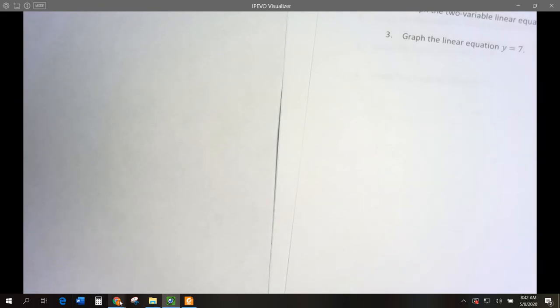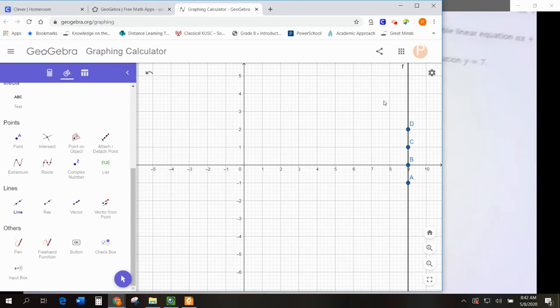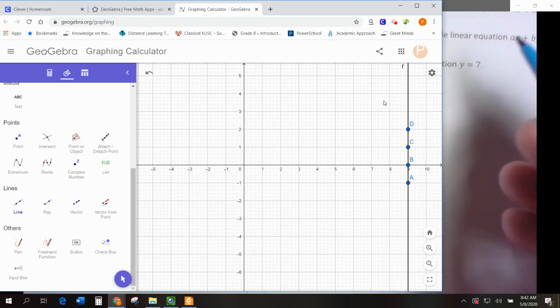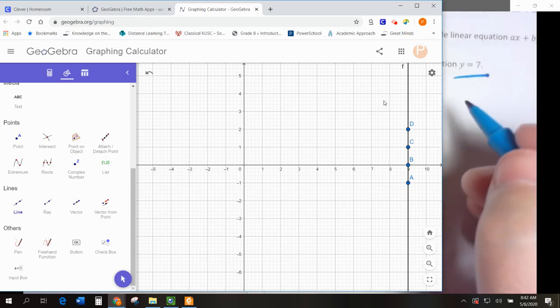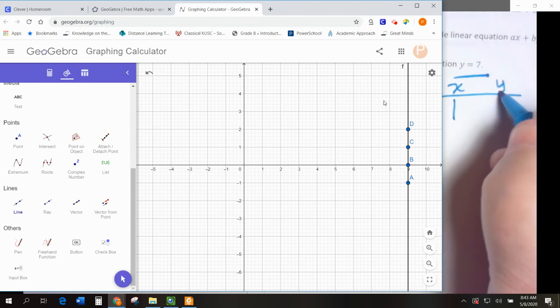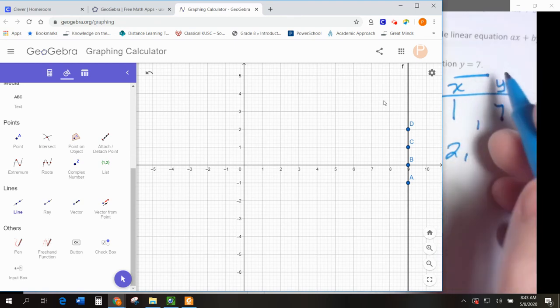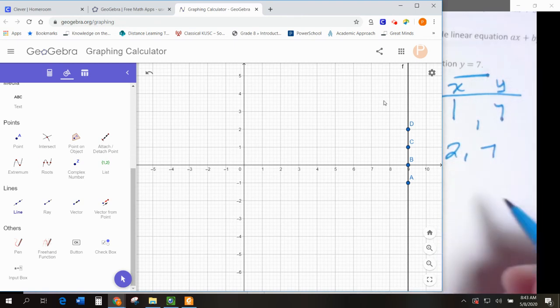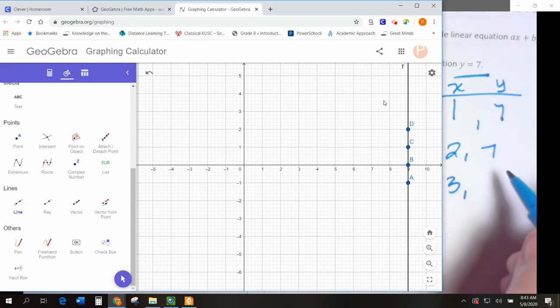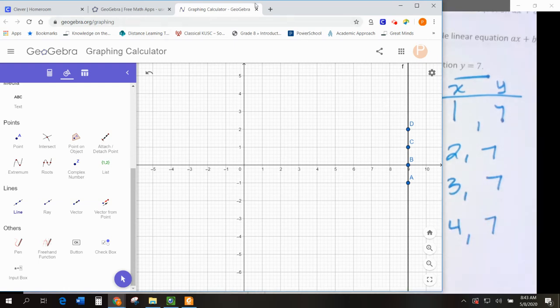So let's go back to GeoGebra. They want us to graph here y equals 7. Okay, so if x is 1, y is going to be 7. If x is 2, y is still going to be 7. If x is 3, y is going to be 7. If x is 4, y is still going to be 7. So let's graph this one.